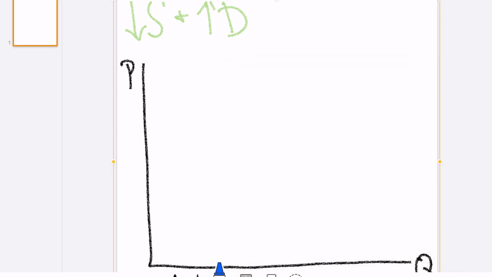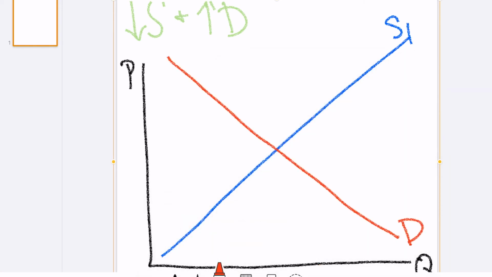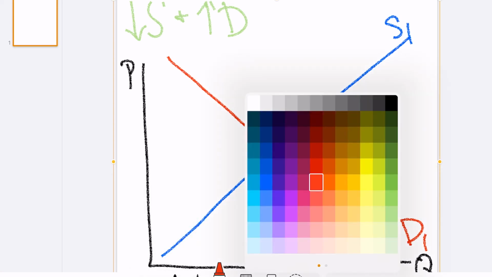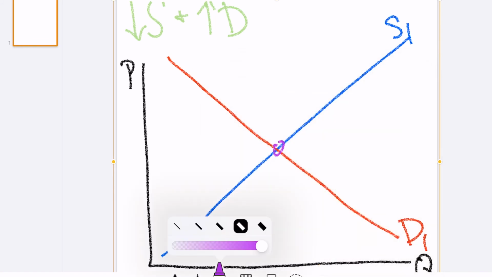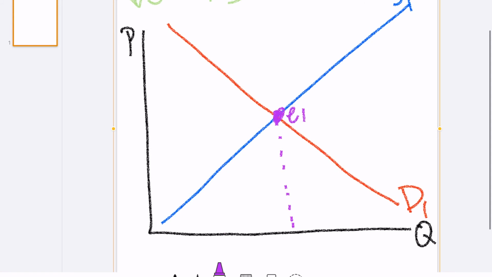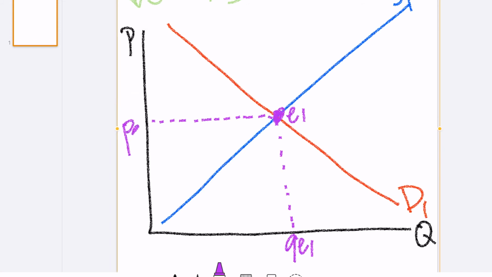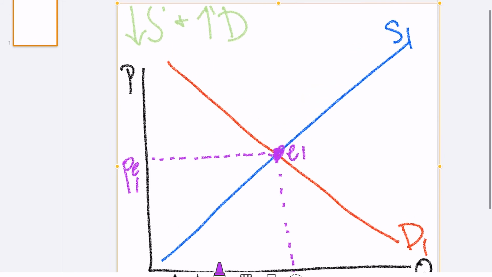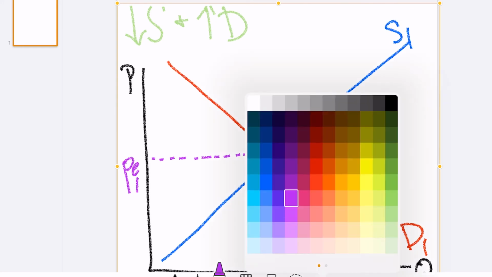And then changing to my blue crayon so that I can do supply to the sky and label it S1, changing to my red crayon so I can label it D1 for demand, and then changing to my purple so I can label it E1, draw the line down to the quantity axis and call it QE1, draw a line to the price axis and call it PE1. And then I'm decreasing supply and I am increasing demand.